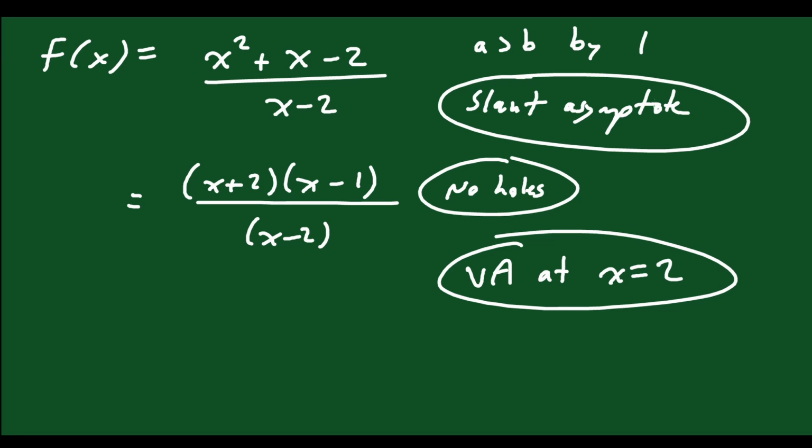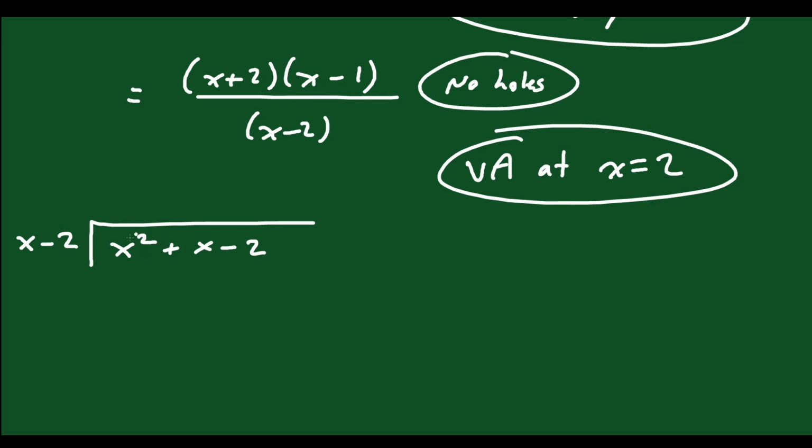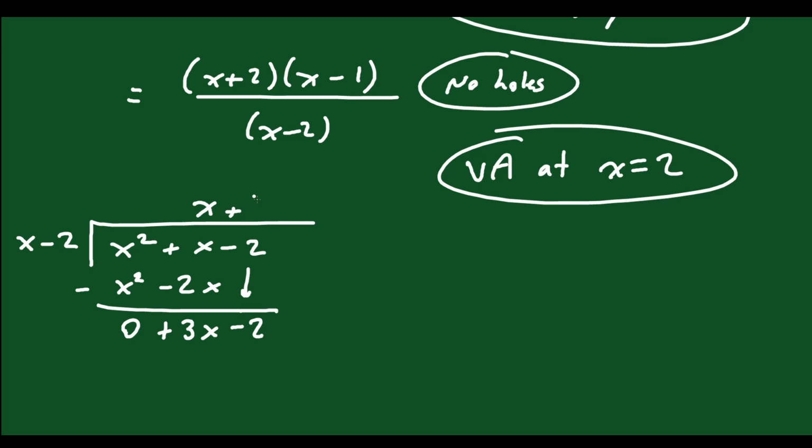So it's going to be a linear function, right? It's going to be a straight line. So all you have to do is actually divide these things. And to divide them, you can use synthetic division or long division. Let's do long division here. x squared plus x minus 2, and we're dividing by x minus 2. So let's do our long division. x squared divided by x is x. x times x is x squared. x times negative 2 is negative 2x. We subtract, you get 0 plus 3x. Bring down negative 2. 3x divided by x is 3.